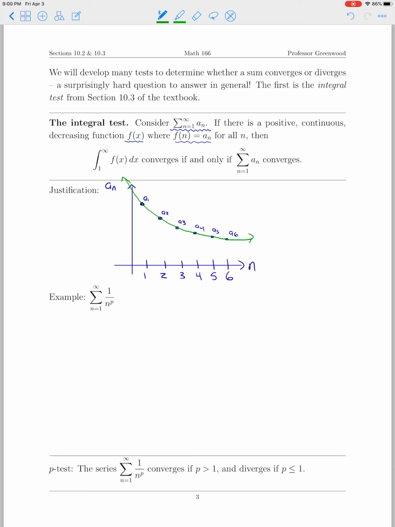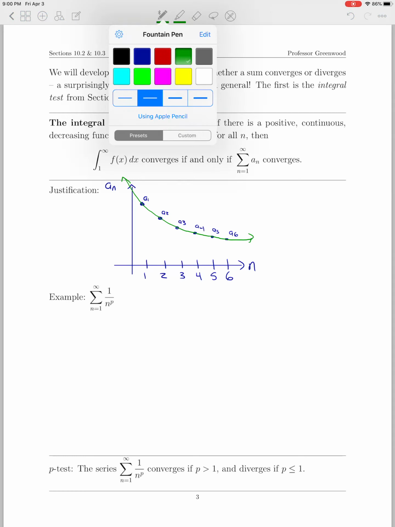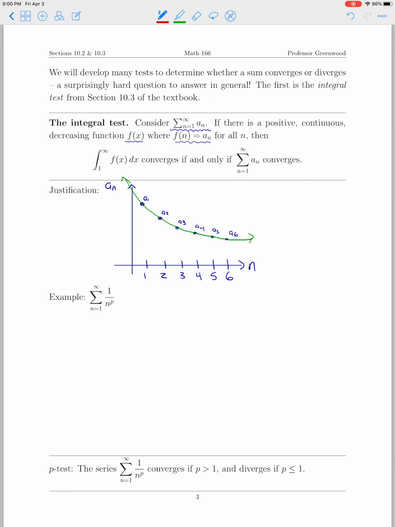The reason they're related is because the dots end up giving us a Riemann sum for the integral. If I consider the dots to be a left endpoint sum for my integral, then I can just draw rectangles starting on the left end of each one of these. And then that could go off to infinity. First of all, you can see that the area of any one of these rectangles is going to be the width of the rectangle, which is always 1, times the height of the rectangle, which is going to be a sub 1, a sub 2, a sub 3, and so on.